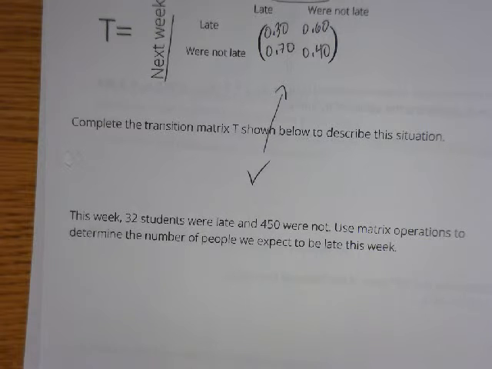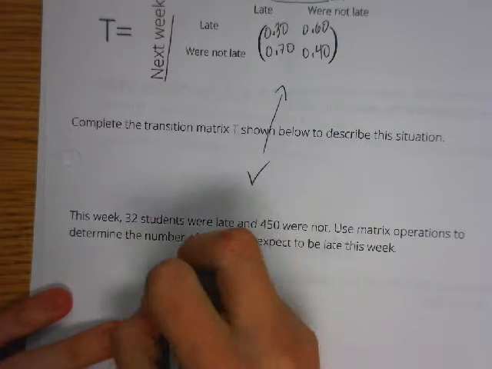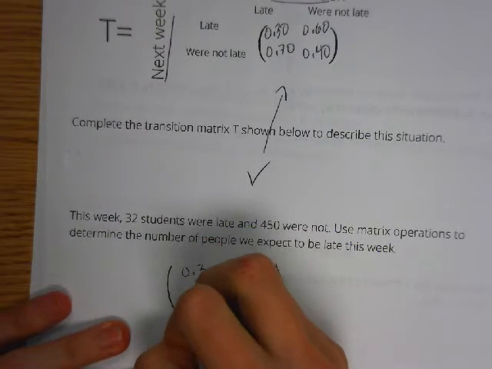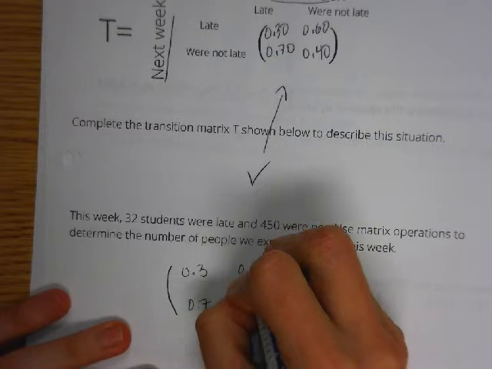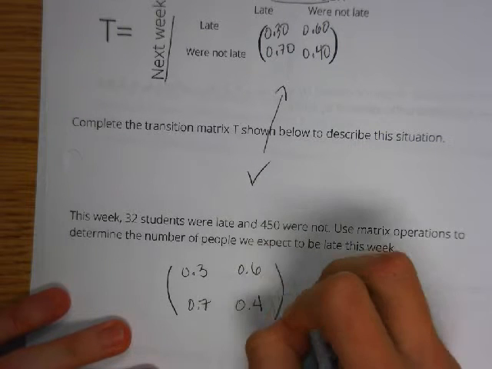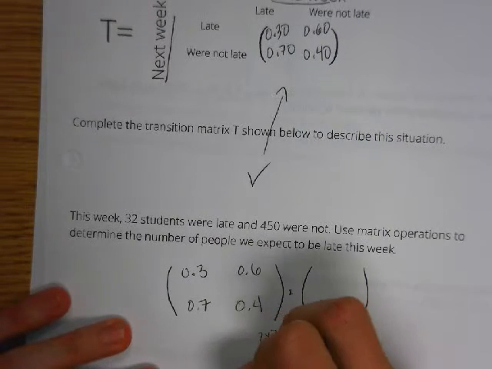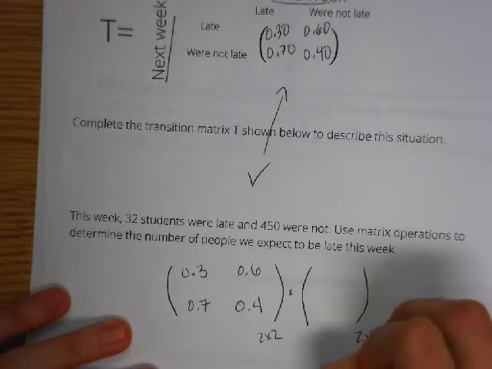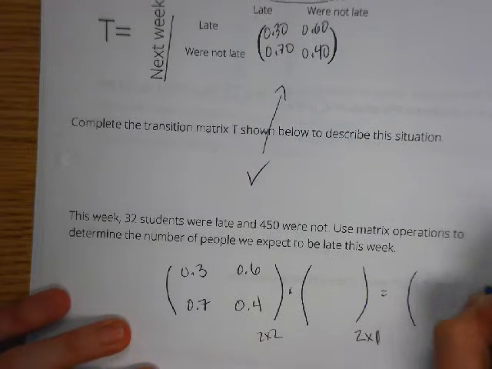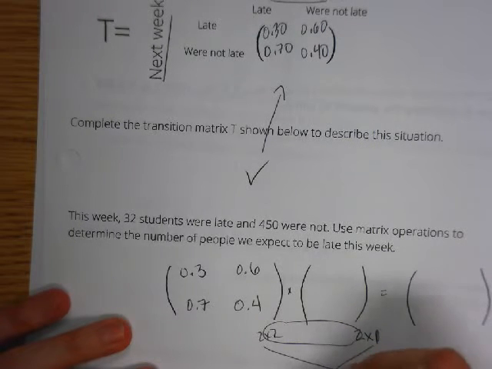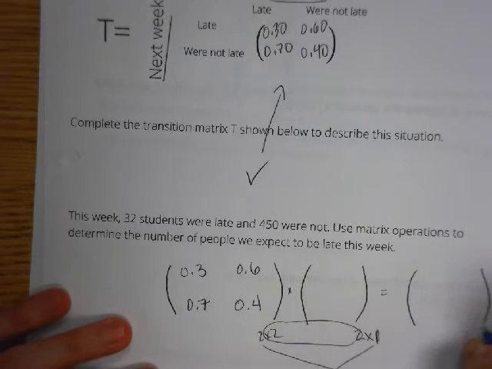This week, 32 students were late and 450 were not. Use matrix operations to determine the number of people we expect to be late this week. So I have my transition matrix, 30, 70, 60, 40, and I'm going to multiply it by another matrix. This is 2 by 2. This one has to be 2 by 1. So my result will be 2 by 1.